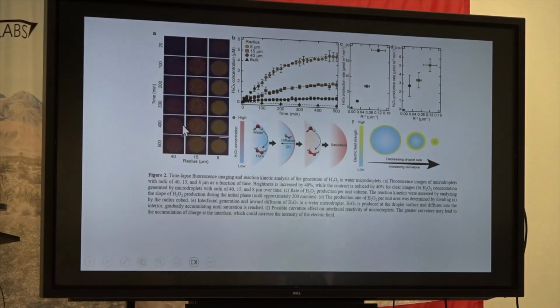And this is showing you a time-lapse fluorescence imaging and reaction kinetic analysis of generation of hydrogen peroxide in water microdroplets. This is B. A was what that was. Fluorescence images of the microdroplets. Okay. Other things that are shown here. B is the H2O2 concentration generated by the microdroplets with 3 different radii. What you see is when you start to plot it, that pretty soon you'll find that it goes with 1 over R. 1 over the radius is the rate at which it's going. Whereas it's not going at the rate of just the area.